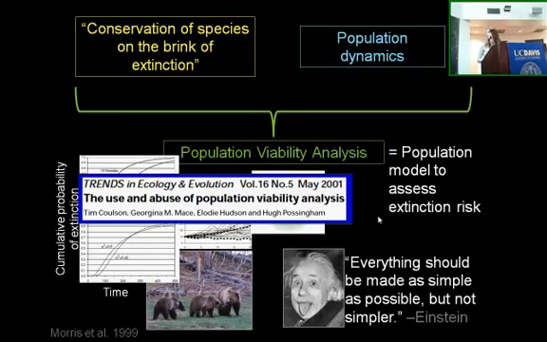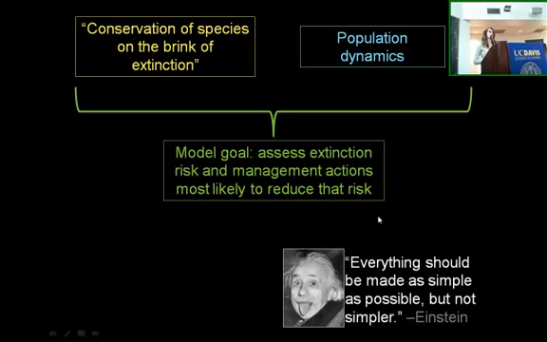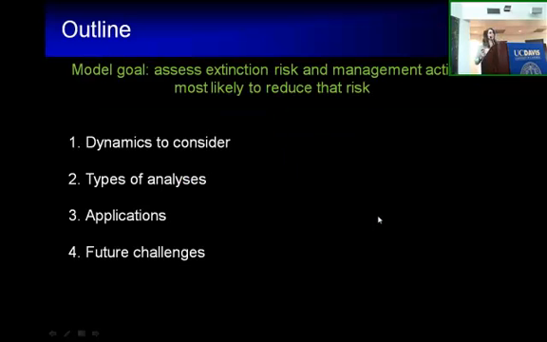And how do we decide what's most important? Well, that depends entirely on our question. So we focus on the question we're asking and construct the simplest possible model to address that question. Our goal here is understanding extinction risk, and in particular, what are the management actions most likely to reduce that risk? So I'm going to spend the bulk of my time talking about what dynamics we might throw into a model that looks at this goal of assessing and managing extinction risk, but also spend a little bit of time at the end talking about analyzing and applying these models and also some future challenges.